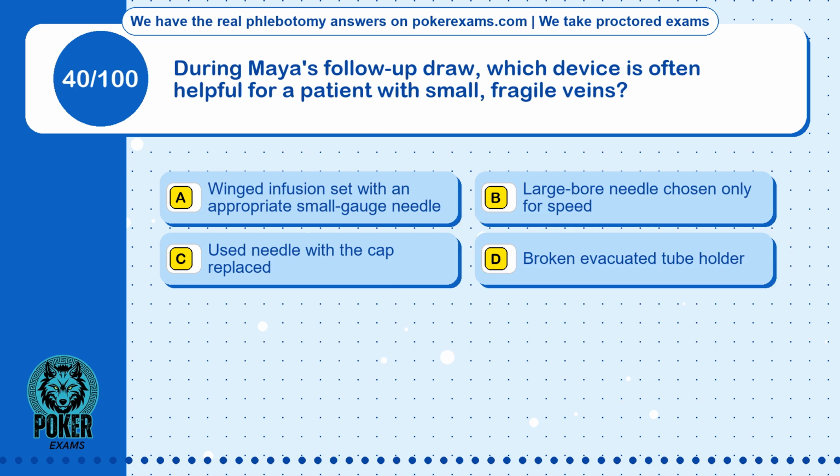Question 40. During Maya's follow-up draw, which device is often helpful for a patient with small, fragile veins? Option A. Winged infusion set with an appropriate small gauge needle. Option B. Large bore needle chosen only for speed. Option C. Used needle with the cap replaced. Option D. Broken evacuated tube holder.